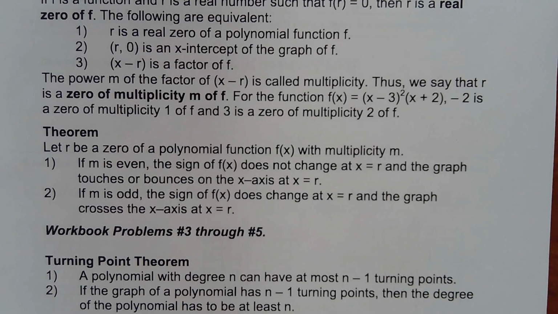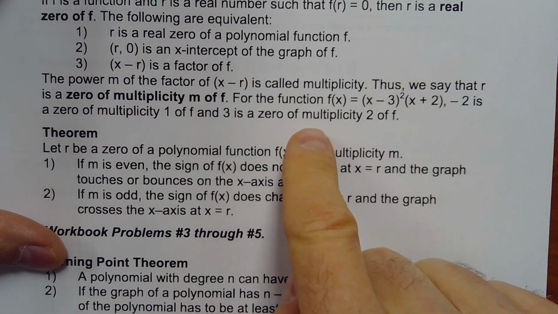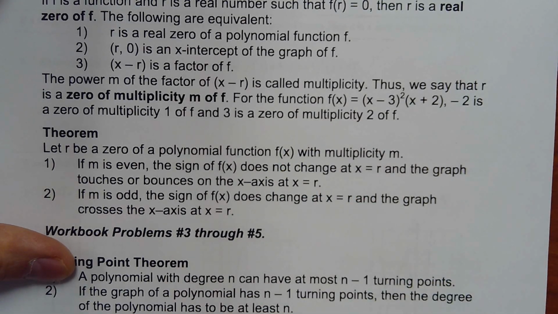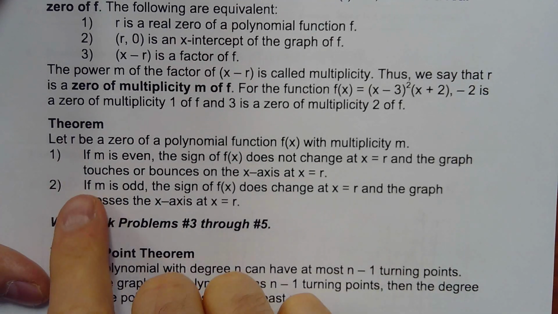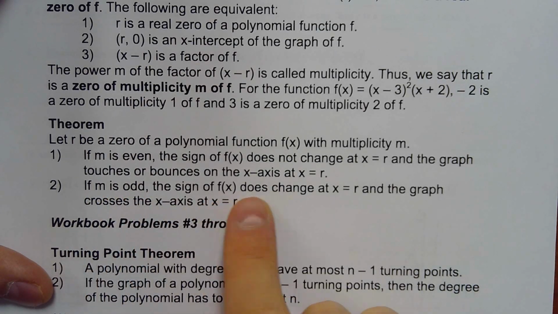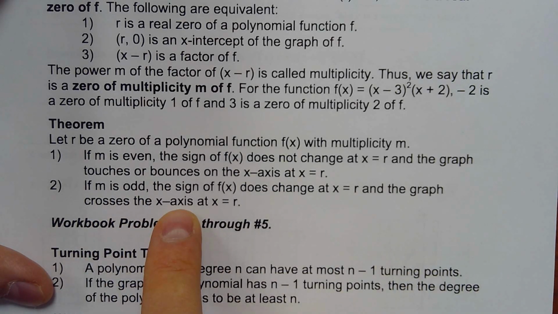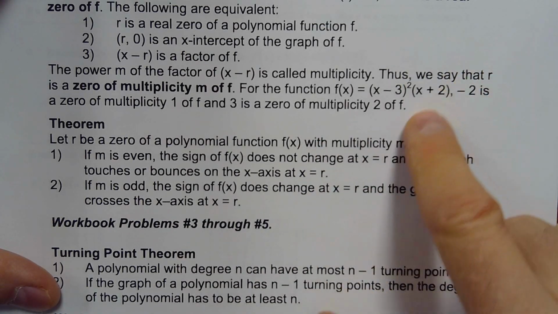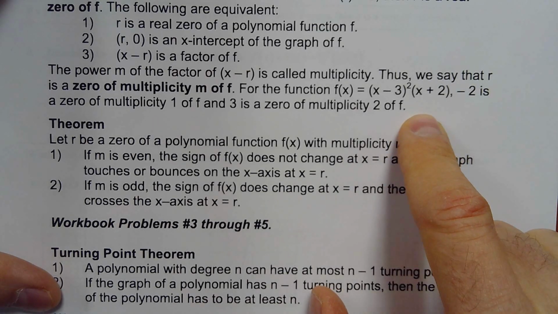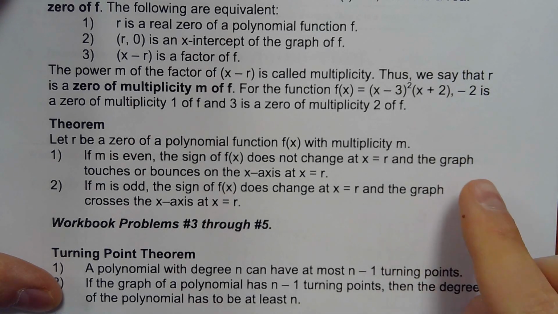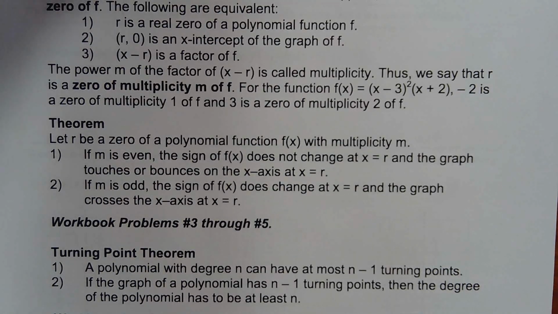And something that's going to be very important for us graphing is this theorem. Let r be a zero of polynomial function f of x with multiplicity m. If m is even, the sign of f of x does not change at x equals r, and the graph touches or bounces on the x-axis at x equals r. So it's kind of like with a parabola at the vertex. If you look at the x squared function, it just touches at 0, 0. That's because the power on the factor of x is 2. That's an even number. If m is odd, the sign of f of x does change at x equals r, and the graph crosses the x-axis at x equals r. So think about your x cubed function. It goes like that. At 0, 0, the x-intercept, it crosses because the power on the cube, that's a third power, that's odd.